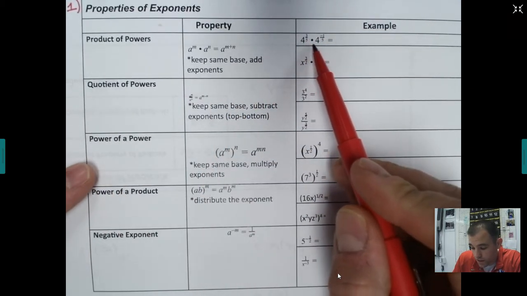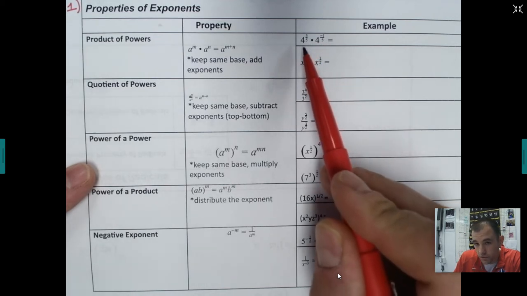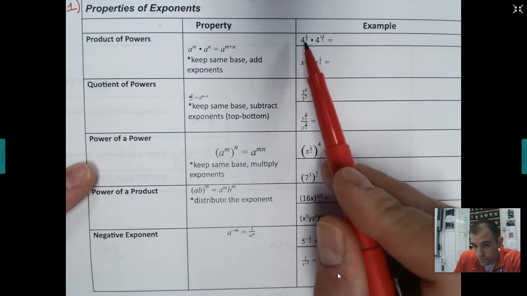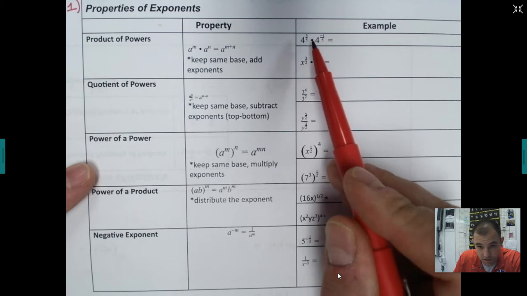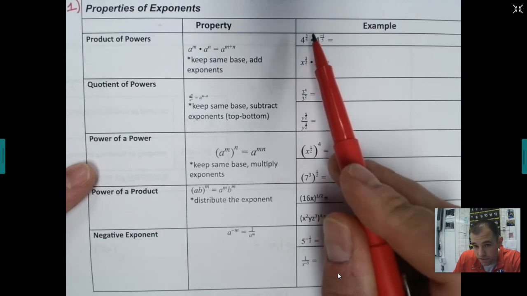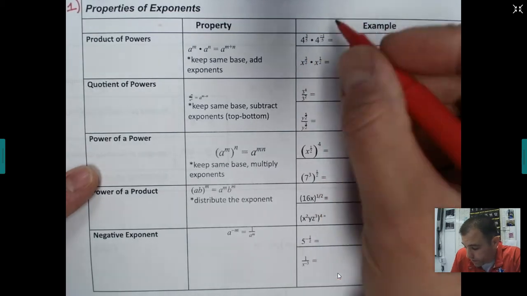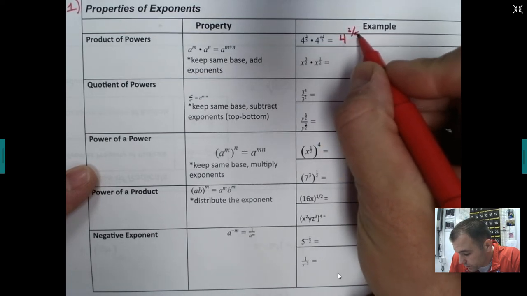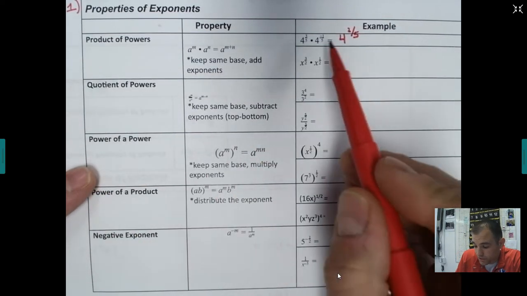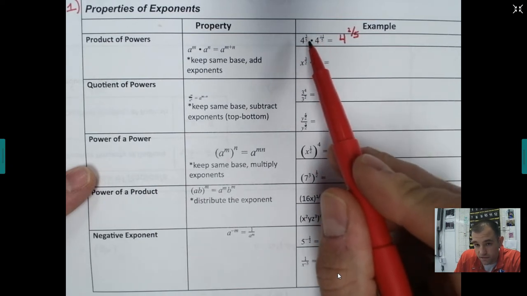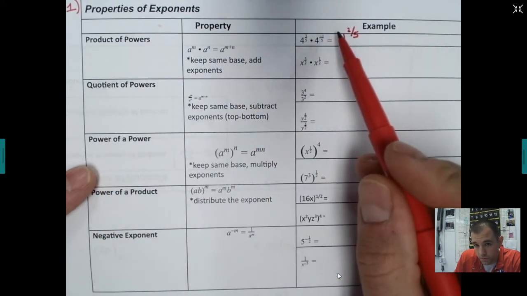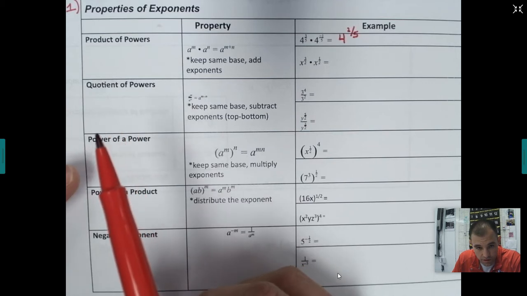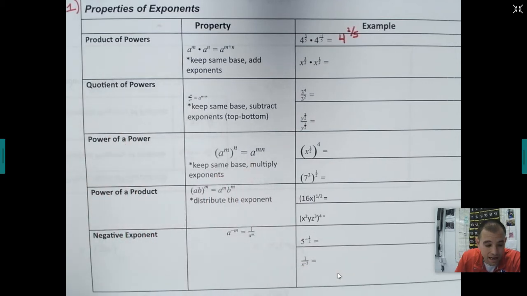So 4 to the 3/5 times 4 to the negative 1/5. Notice that the 4's are the same, so that means we just add the exponents up. If you add 3/5 plus negative 1/5, that would give you 4 to the 2/5, because in fractions, when the denominators are the same, you just add the top and keep the bottom the same. So 3 plus negative 1 is 2, and we're finished. All you do is add the bases, or excuse me, add the exponents together.